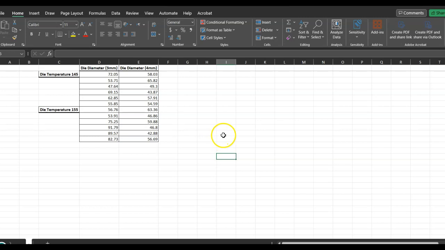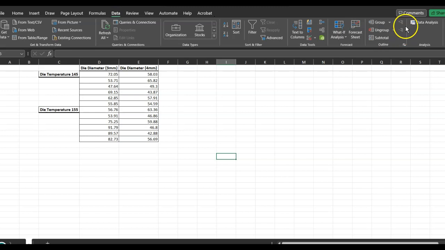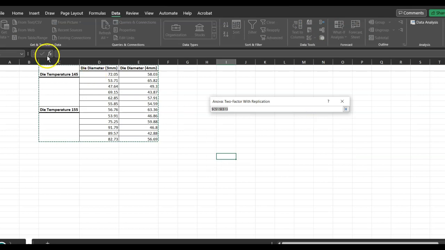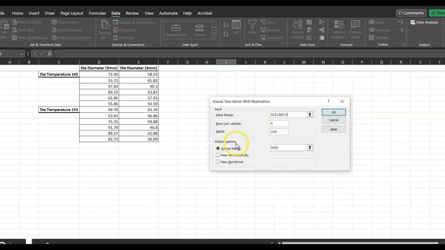Great. So now I can run my data analysis. I go to data analysis and select two-factor ANOVA with replication, say OK. Select the table, so this is my table here, including the labels, including the title, temperature and diameter, right? And then make sure you put here the rows per sample are 6, and that's going to be this number, right?